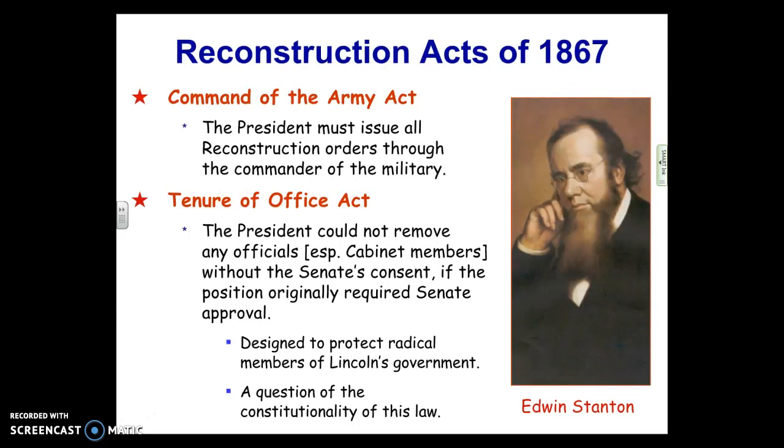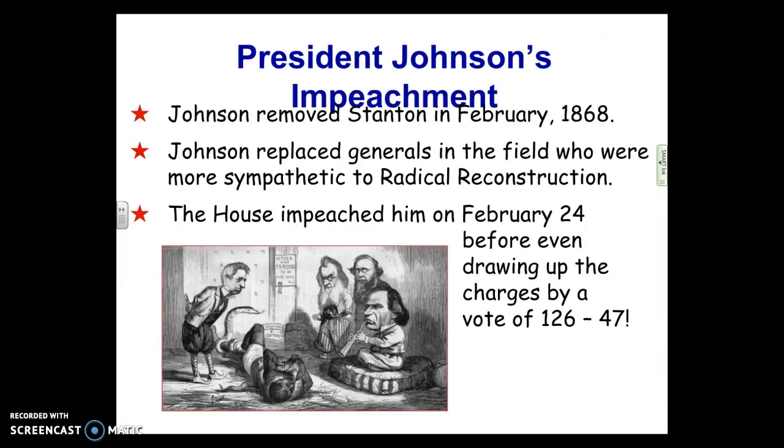Another thing we have here is the Reconstruction Act. So as part of this, all the orders had to go through the military. So it's kind of hamstringing President Johnson in a way, because now he can't give orders directly, even though he is technically commander-in-chief. And so he had to issue all the orders to the military, and it all went down that way. And to top it off, then the Tenure of Office Act, so the president can't remove those officials without consent. And so this was a way to make sure that he had a Lincoln government in place. And there's a big question of if it was actually constitutional, because as the president, he has a right to remove generals. He has a right to, as commander-in-chief, remove officials as well as his own cabinet. So there's some big questions about this. And it leads to his impeachment.